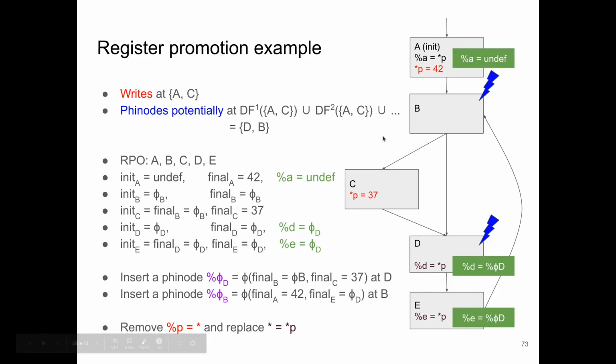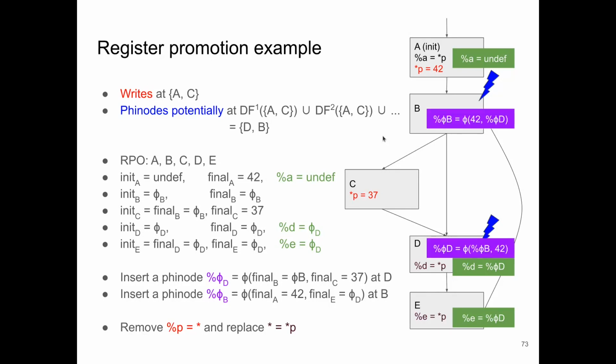And after that, we are going to insert the phi nodes like this. So these two instructions are the direct translation of this equation here. Ampersand phi node D should be a phi node of either ampersand phi node B or, oh, this is a typo, it is 37. And ampersand phi node B should be the phi node of either 42 or ampersand phi D basically. So after inserting these two instructions, everything is well and the optimization is done.